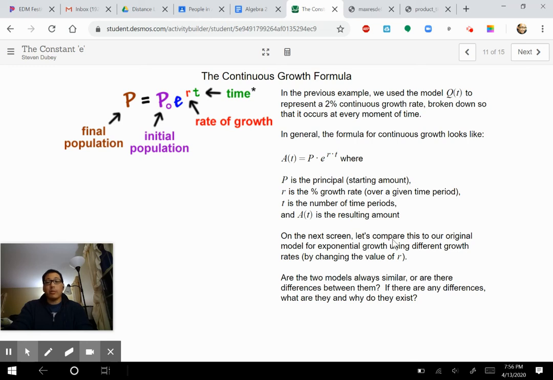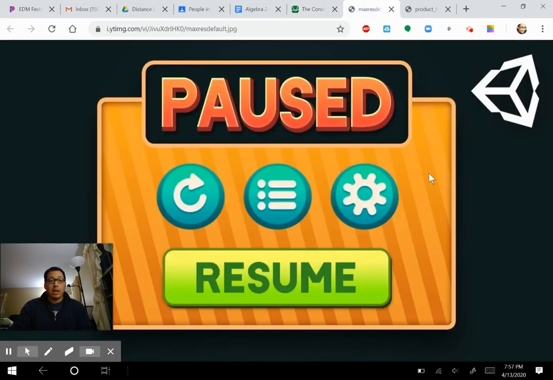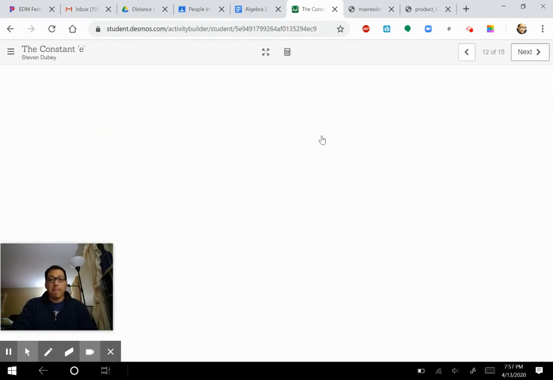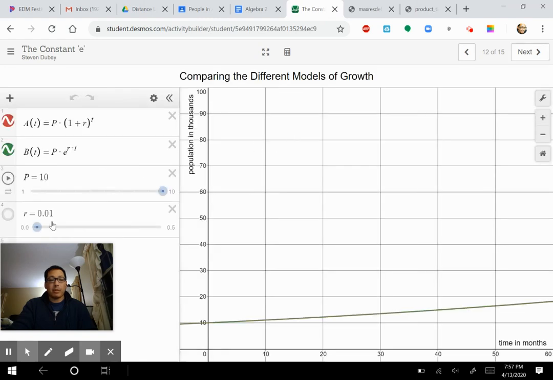On the next screen, I want you to take a look comparing these two models, this model with the other model, for the same value of r, for the same rate. Are they always similar? Are there differences between them? If there are any differences, what are they? All right, let me pause the screen, and you do that. Go on to the next screen and play around with this model, changing the value of r. We've got our original model, and we've got our model with e.